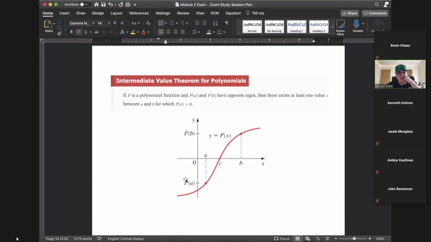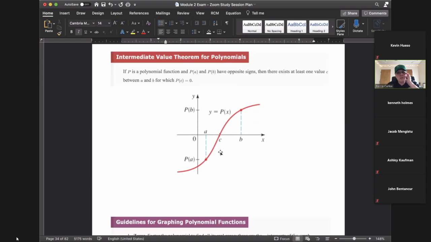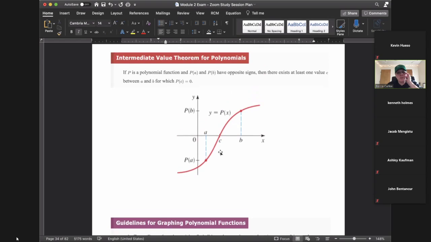Let's see, intermediate value theorem for polynomials. I don't think this is super important to know. It can be probably helpful, but it's basically saying that if p of a and p of b have opposite signs, say p of a is a negative number and p of b is a positive number, then there's going to be one zero in between those two values. So I haven't really found it particularly helpful though.